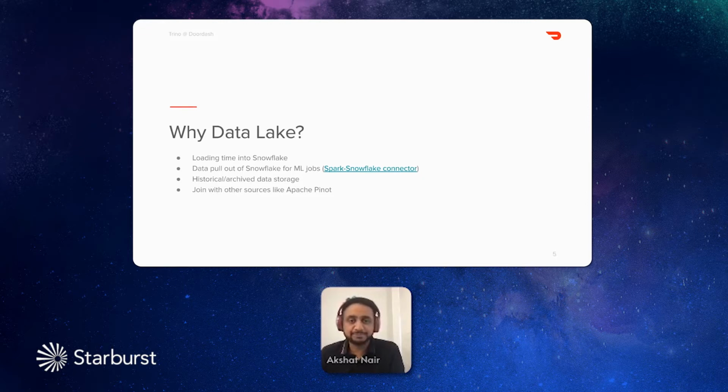The fourth point was the ability to join with other sources like Apache Pinot. We had adopted Apache Pinot as our OLAP system, and if we had to join a data set in Snowflake with a data set in Pinot, that was not feasible in the current setup. So we started looking for various options, and these were the options that we considered.